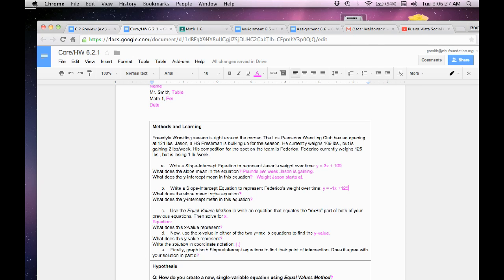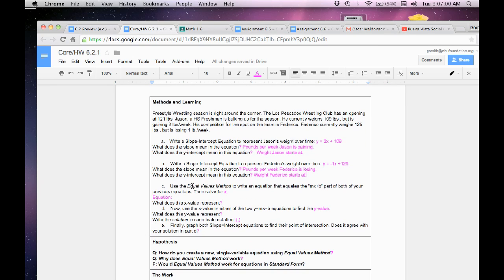Okay, so what does slope mean in this equation? It's the pounds per week Federico is losing because he is dropping weight. So Jason's gaining and Federico is losing. And the 125, the y-intercept, that's his start value. It's the weight Federico starts at. So there you have it.